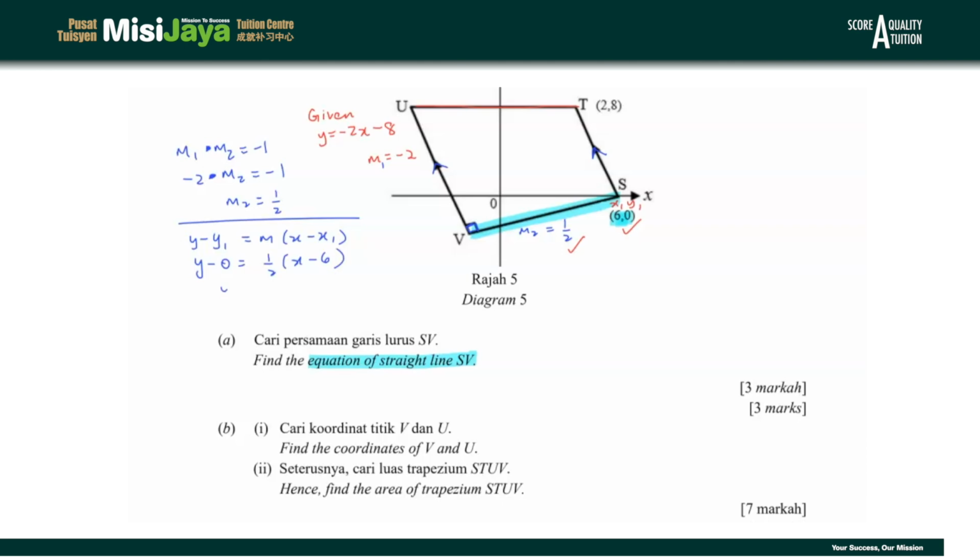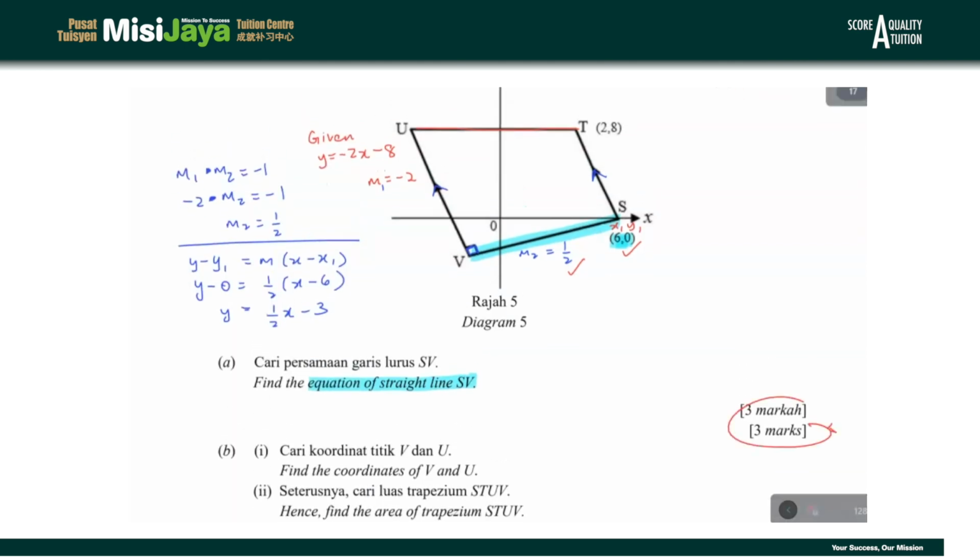Now I'm going to simplify this. I'm going to open up this bracket, so the half times inside the bracket. We have 1 over 2 x, and then half times -6 is what? -3, right? So -3. This question carries 3 marks, which is quite a lot. So where do we get the 3 marks? First, the gradient must be correct, 1 mark. Then this step is 1 mark, and the final answer for A is 1 mark. The equation of the straight line SV must be correct. So this is the working for A.